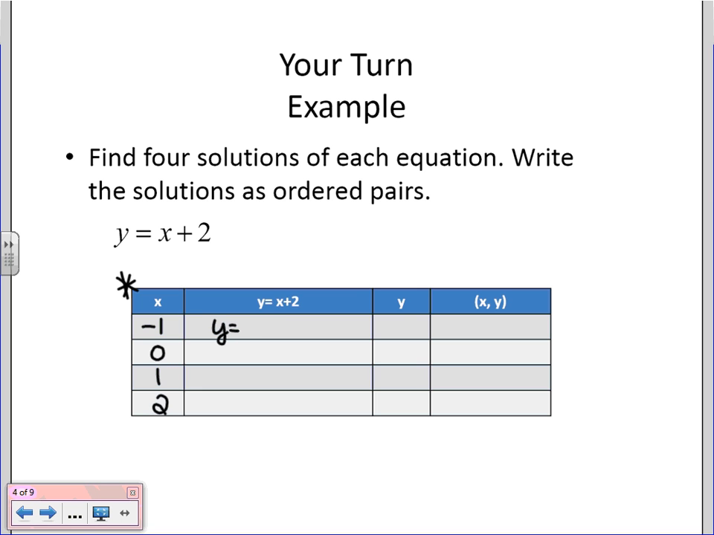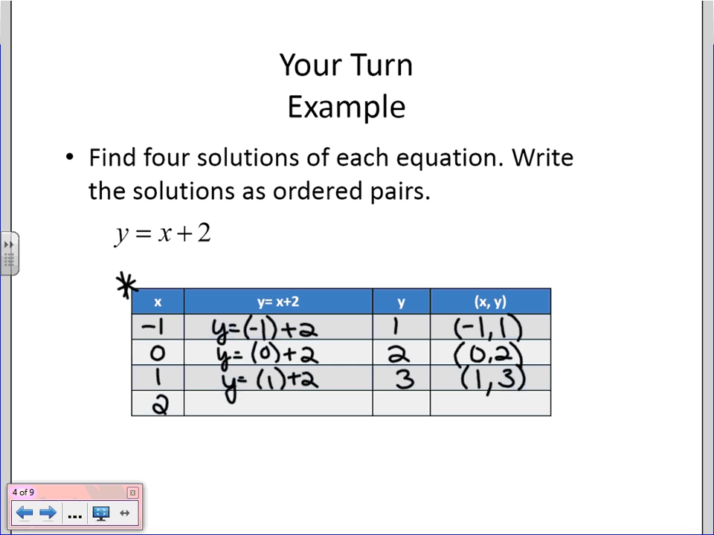Okay, so we plug in negative 1: y equals negative 1 plus 2, which is 1, and our point is negative 1, 1. We plug in 0: y equals 0 plus 2, our y is 2, and the point is 0, 2. Here, y equals 1 plus 2, which is 3, and this is 1, 3. y equals 2 plus 2, and that's 4, so 2, 4.